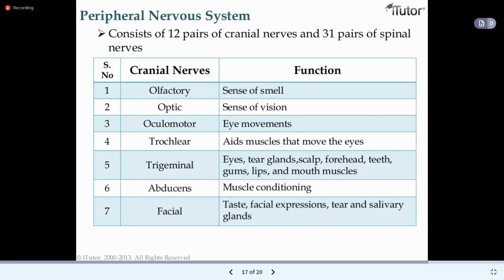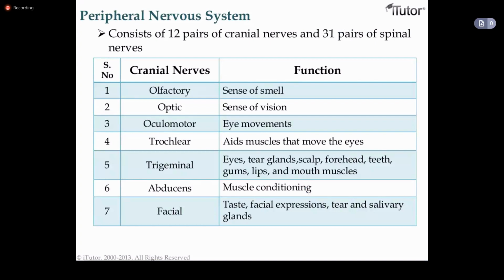The next is 12 pairs of cranial nerves and 31 pairs of spinal nerves. It consists of cranial nerves, 12 pairs, but 31 pairs of spinal cord nerves.